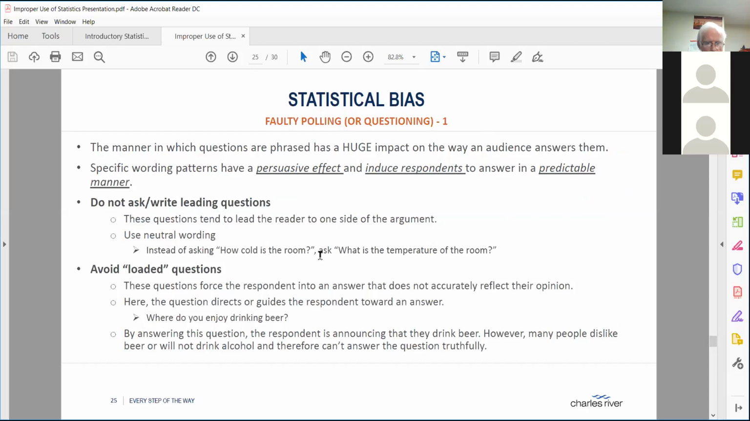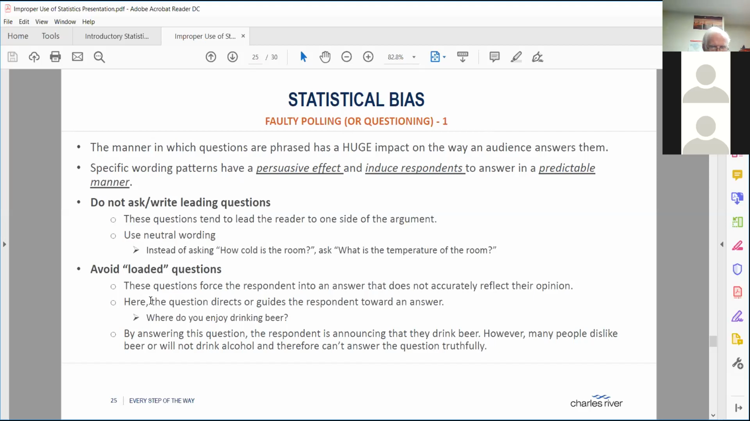"How cold is the room?" is a bad question, because different people are going to give you different answers. "What's the temperature?" is a much different question. Loaded questions force people into an answer that doesn't accurately reflect their view.